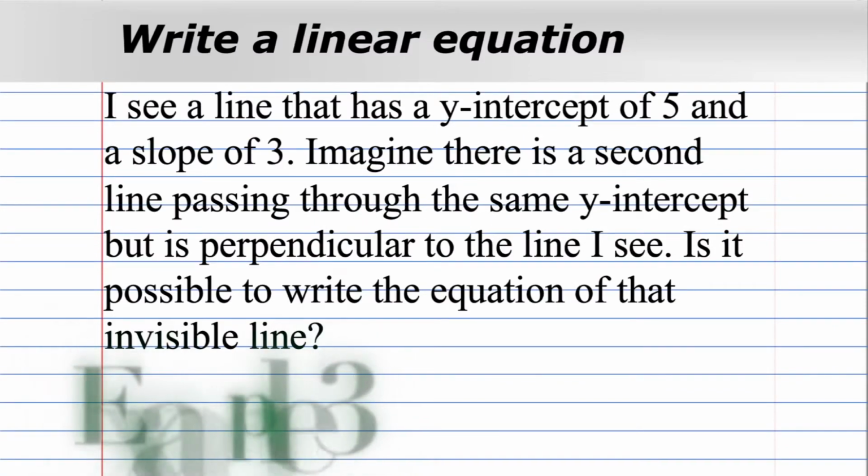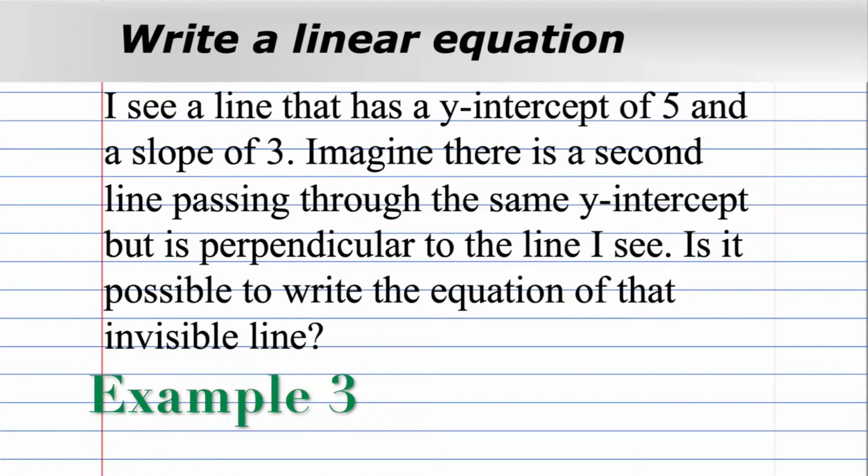I see a line that has a y-intercept of 5 and a slope of 3. Imagine there is a second line passing through the same y-intercept, but is perpendicular to the line I see. Is it possible to write the equation of that invisible line? We do need to understand what perpendicular means. It's when you have two lines that form a 90-degree angle.